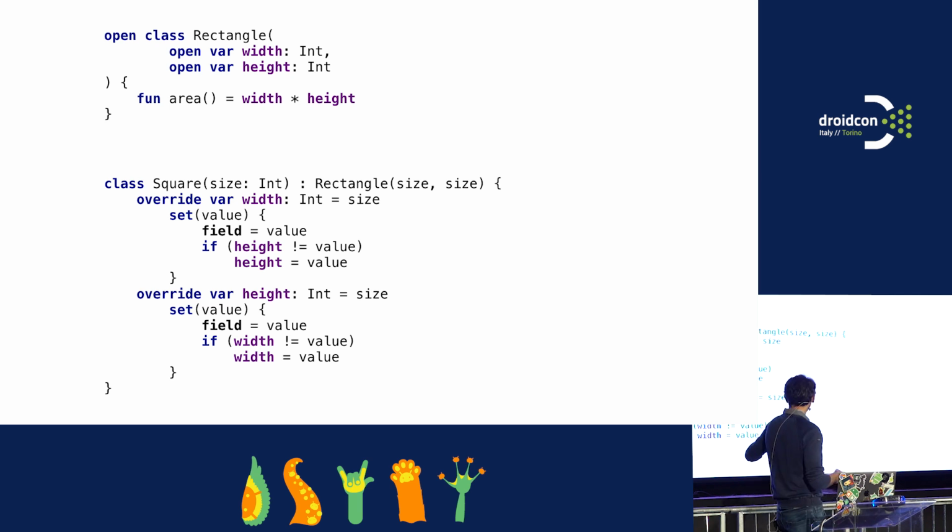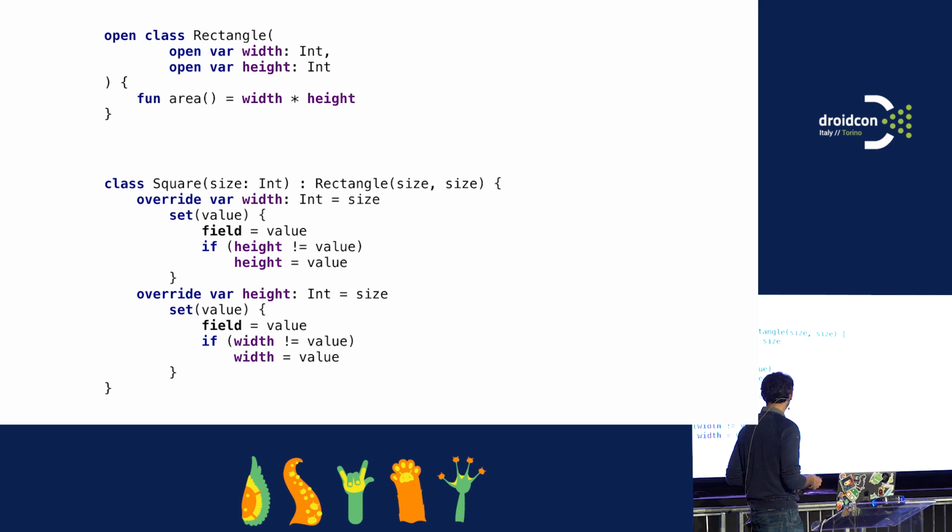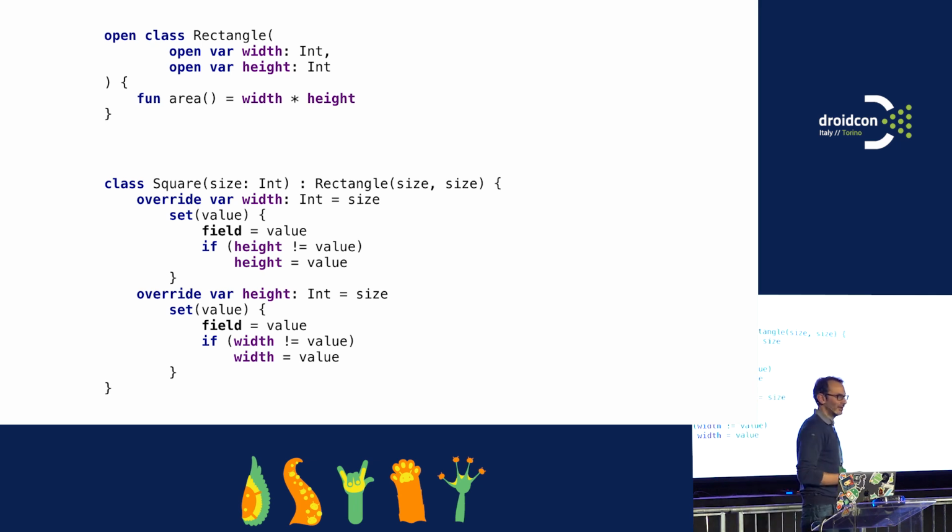So in the setter of the width and the height, we check if the value is changed, and we modify the other side to be sure that it remains a square. Looking at the code, it seems that there is something weird. So why is this hierarchy a Liskov substitution violation?